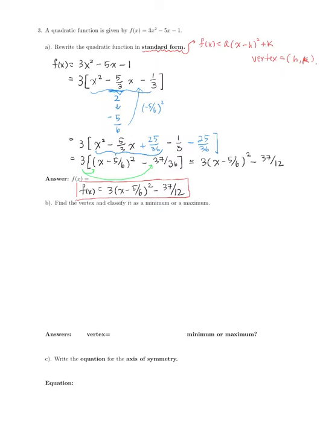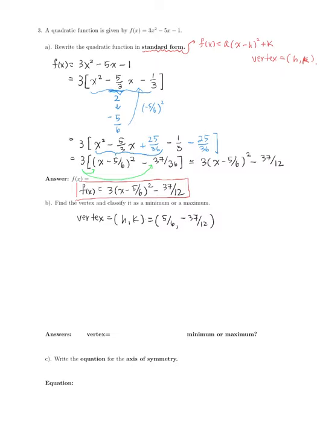All right, so now let's go with part B. Find the vertex and classify it as a minimum or a maximum. Okay, so again, please look at the formula for the vertex. The vertex is denoted by h comma k. So in this case, our h is what? 5 over 6. And then our k is negative 37 over 12. So that's going to be our vertex.